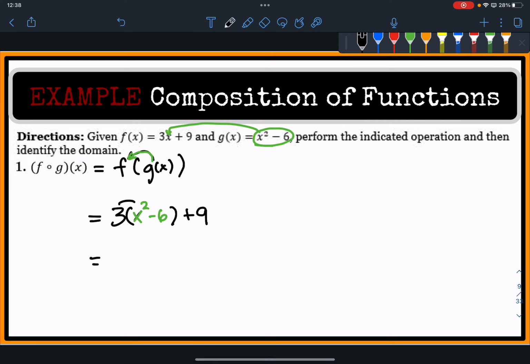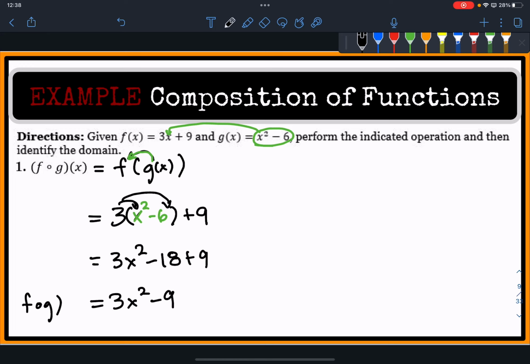To simplify this, we distribute, combine like terms, and there is my answer. So this is the composition of f of g of x.